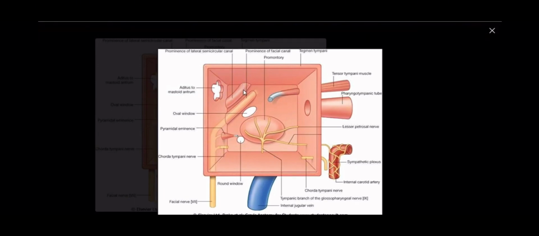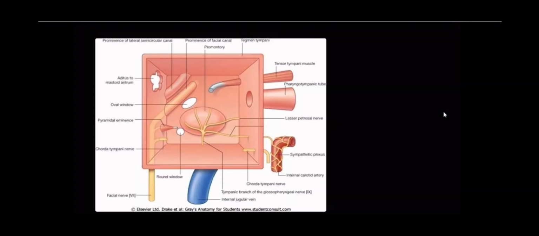Coming to the medial wall, superiorly we have the eminence of the lateral semicircular canal and the horizontal part of the facial nerve. Below is the oval window, and below that is the round window, and you can see a large eminence, that is the promontory, on the medial wall, along with the nerve plexus around it. The promontory is the basal turn of the cochlea.